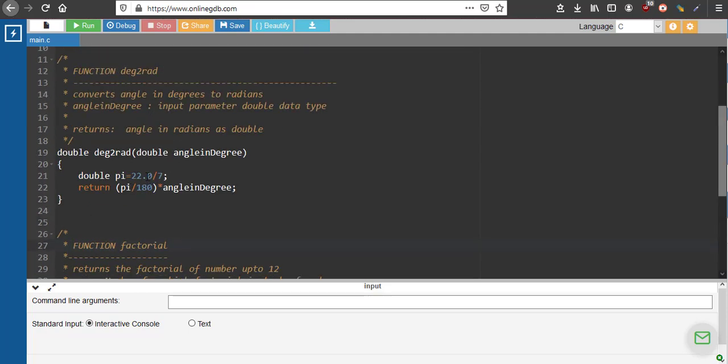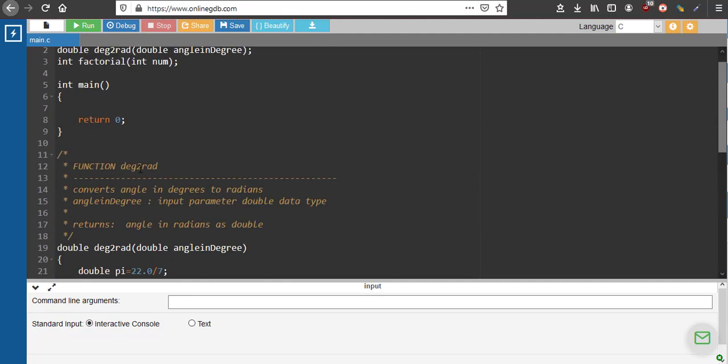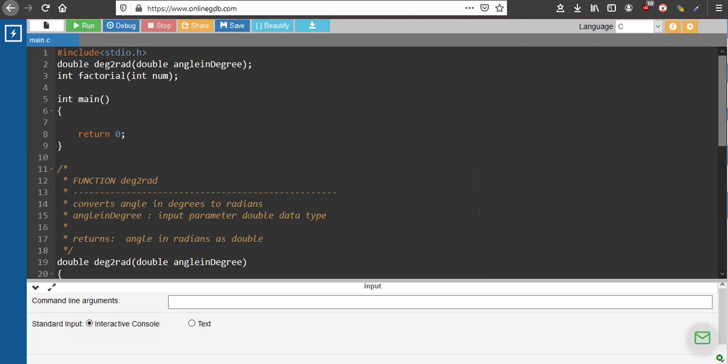This is the second function which we saw in the last video. It is a function which will take in an angle which is given in degrees. It will convert the angle to radians and give it back as a double. Okay, so degree to radian and factorial. These are the function names. We will be calling those functions in the main. So we have already given the prototype here to avoid warning.